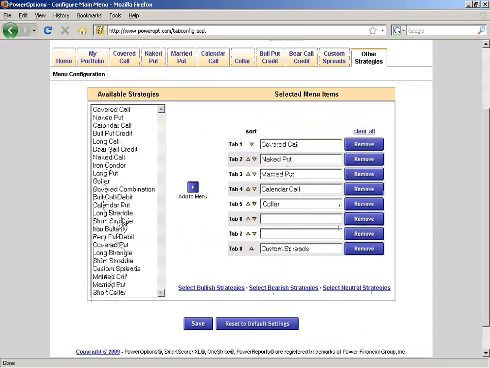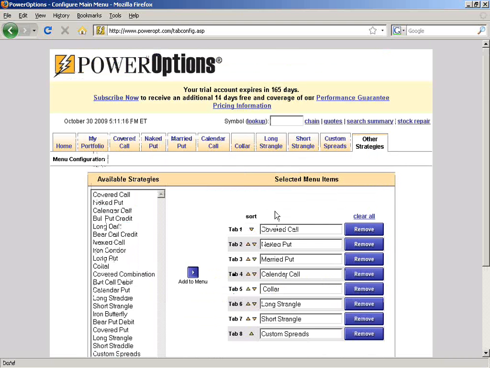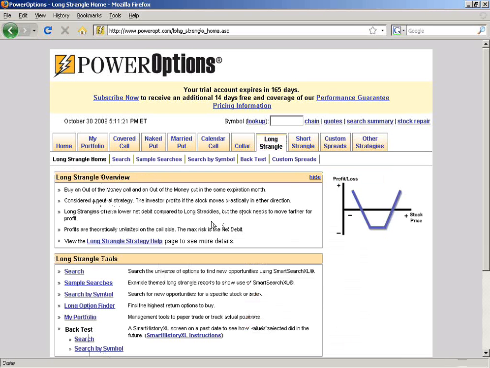I'll enter, let me just do this, long strangle and short strangle just for now, okay? And I'll save that. And there's two different strangles. You can be long or you can be short. A long strangle is, here we are. You see over on the right-hand side of the main page there. This is the profit and loss chart of a long strangle.